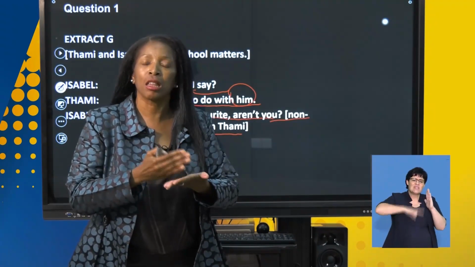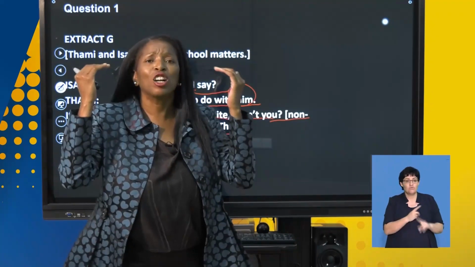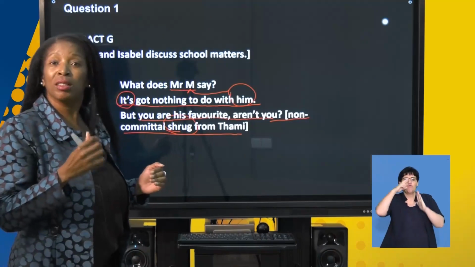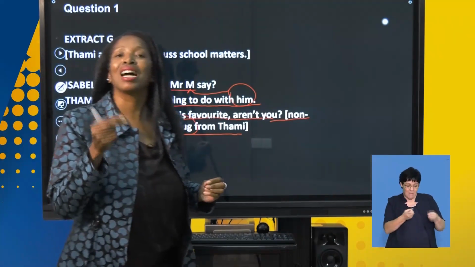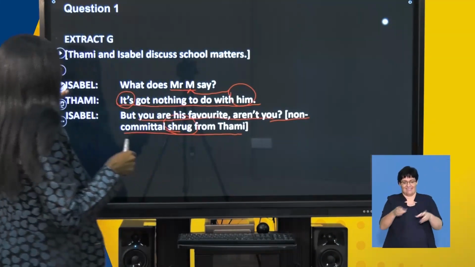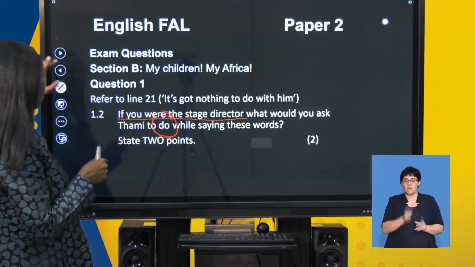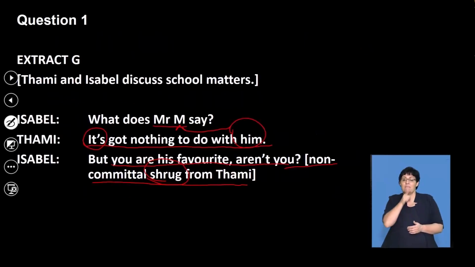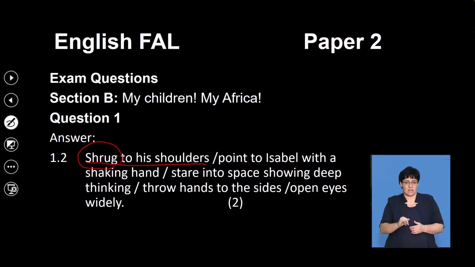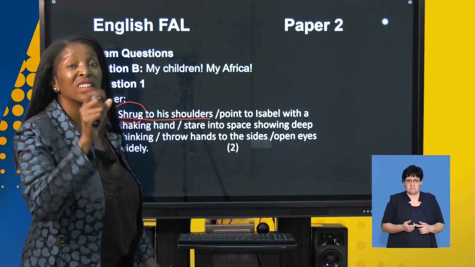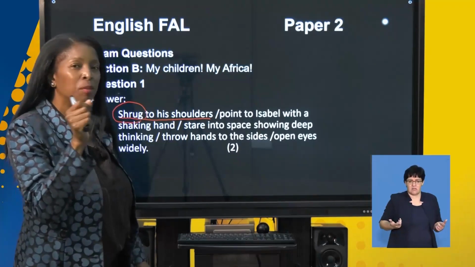Read everything. Don't try and think too hard. Read the words. You may actually be given an answer in the extract itself. So here is an answer. I would tell Tammy to shrug his shoulders. I would tell him to point at Isabel with a shaking finger. It's got nothing to do with him. You can say that to make Tammy do that.